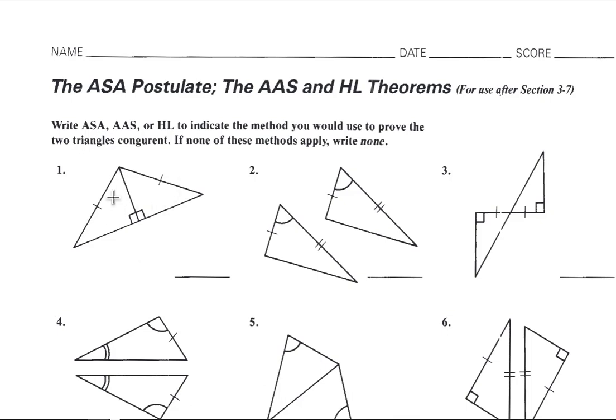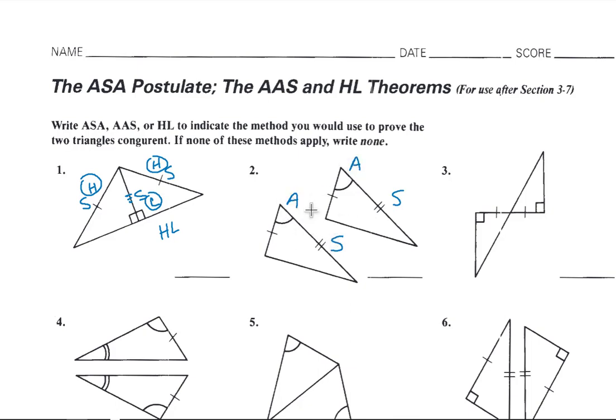This worksheet's on the angle side angle postulate, using AAS and hypotenuse leg. If we look at number 1, they're right triangles, and we see that the two hypotenuses are congruent, and that reflexive side between them gives us a leg. So by HL, those triangles are congruent.